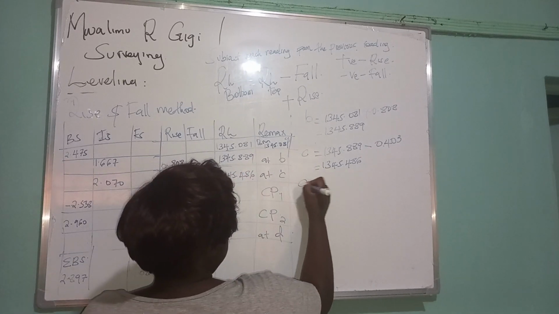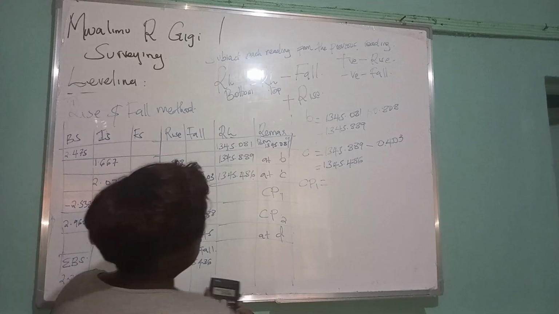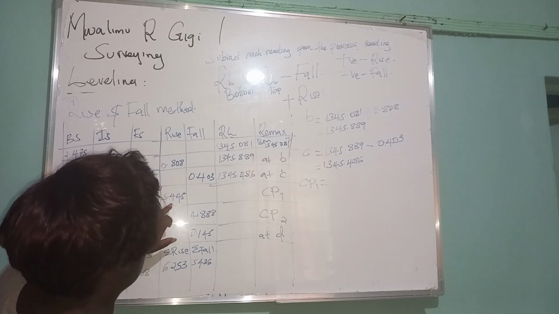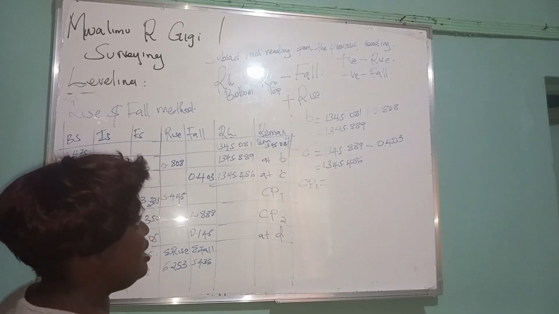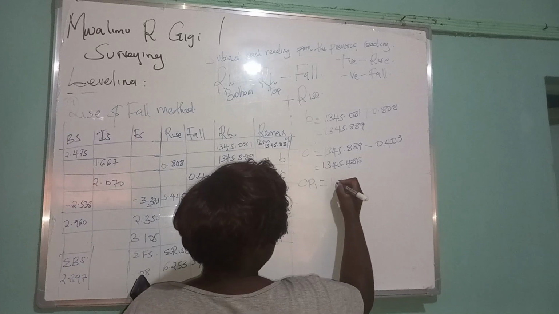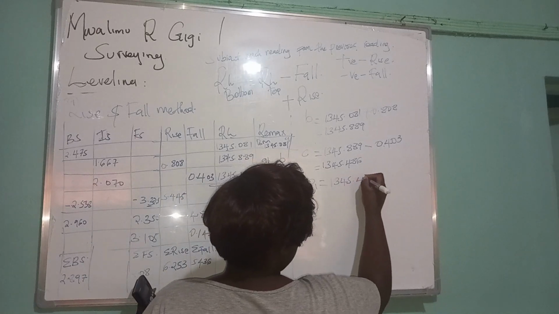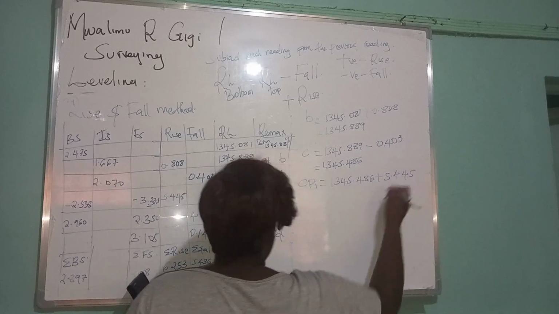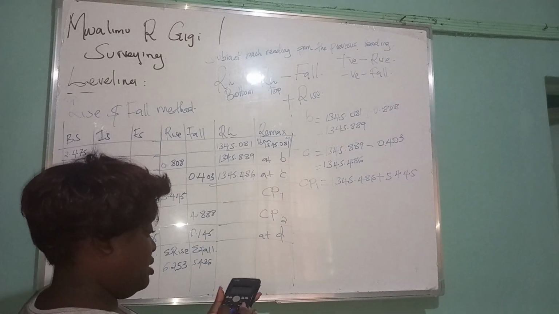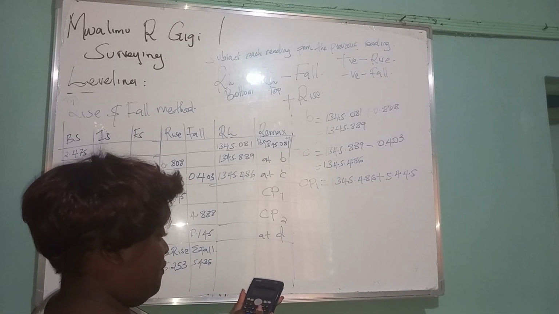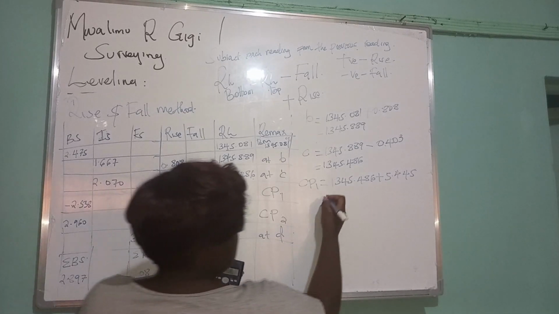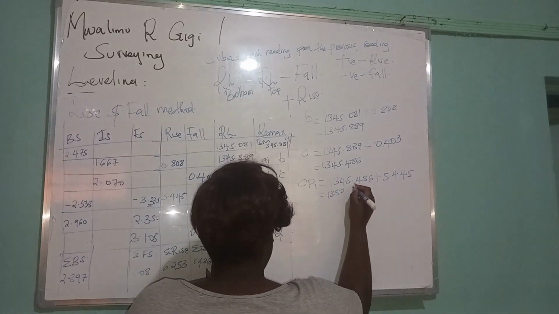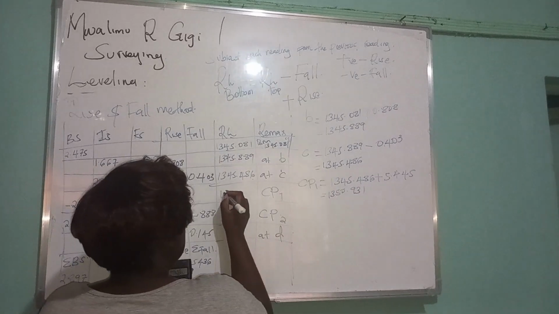So at change point 1, we have the reduced level at the top and we have a rise. So it means plus rise. So it is 1345.486 plus 5.445, which is 1350.931.